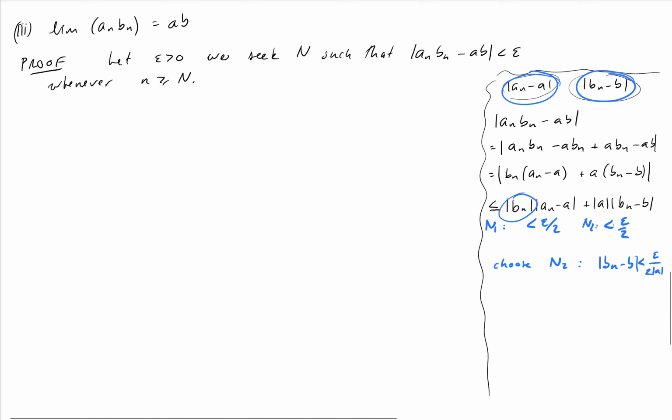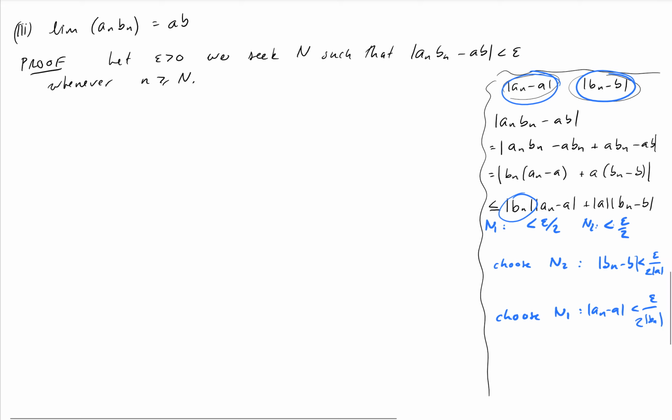So I can't choose n1 such that an minus a is less than epsilon over 2. So what I'd want to do is choose n1 so that an minus a is less than epsilon over 2 times the absolute value of bn. But I can't do that because bn is not allowed to appear in this expression here. Let's just try that again. Right near the edge of my screen.